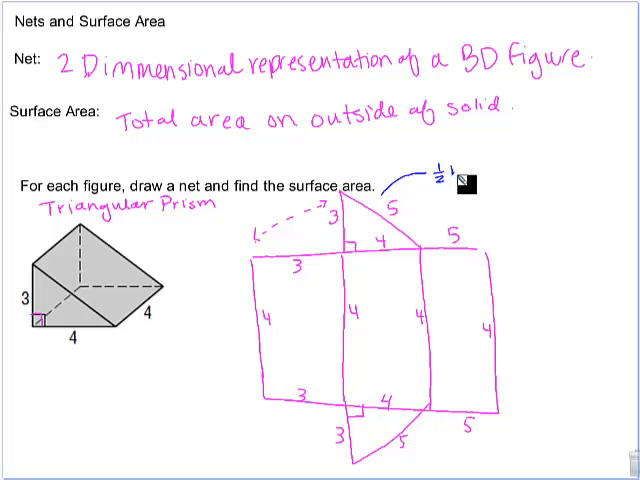Okay, so one-half base times height. What's your base and height of the triangle? 4 and 3. So what's one-half times 3 times 4? 6. So I'm going to put 6 units squared in that triangle and 6 units squared in that triangle.